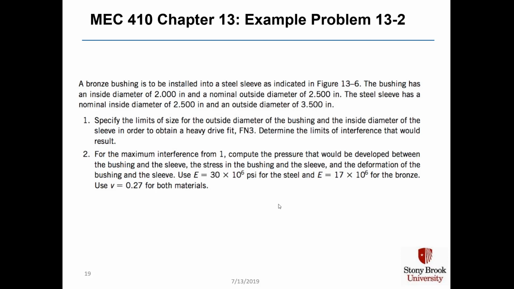Once we calculate the maximum interference, we are to compute the pressure that would be developed between the bushing and the sleeve, and the stress and deformation of the bushing and sleeve. And the problem gives us E equals 30 times 10 to the 6 psi for steel, E equals 17 times 10 to the 6 for bronze, and use Poisson's ratio 0.27 for both materials.